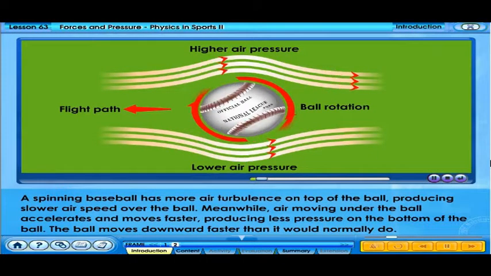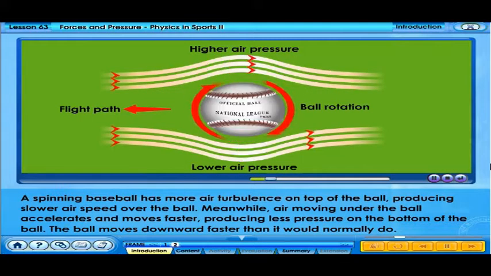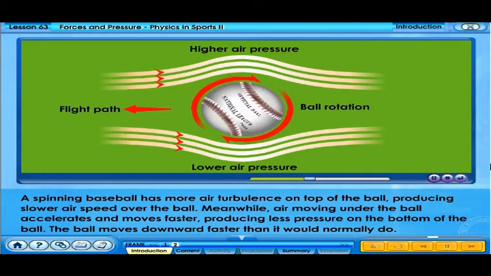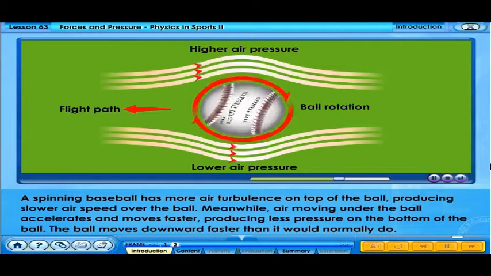A spinning baseball has more air turbulence on top of the ball, producing slower airspeed over the ball. Meanwhile, air moving under the ball accelerates and moves faster, producing less pressure on the bottom of the ball. The ball moves downward faster than it would normally do.